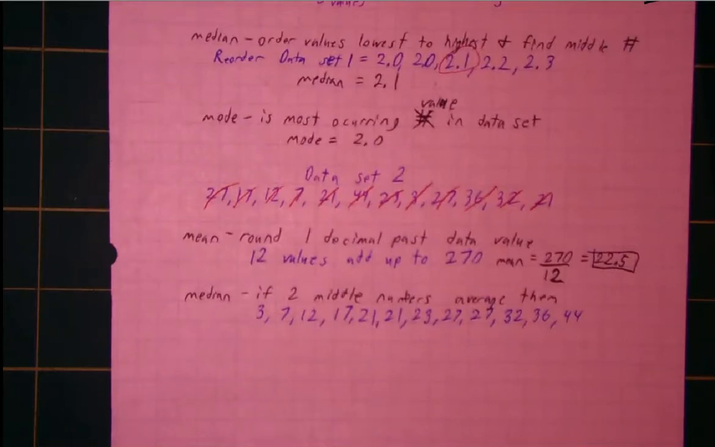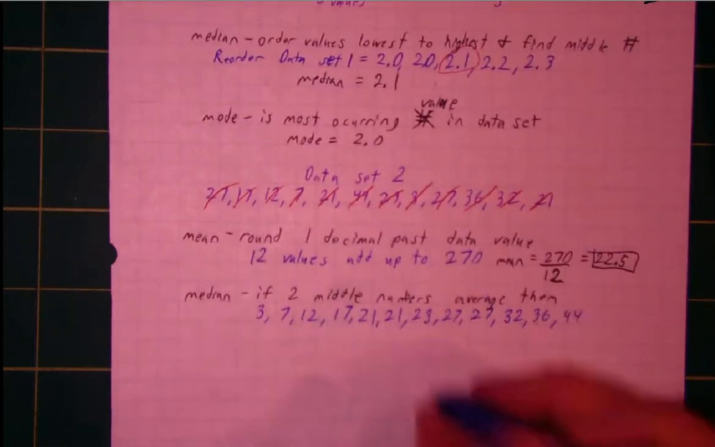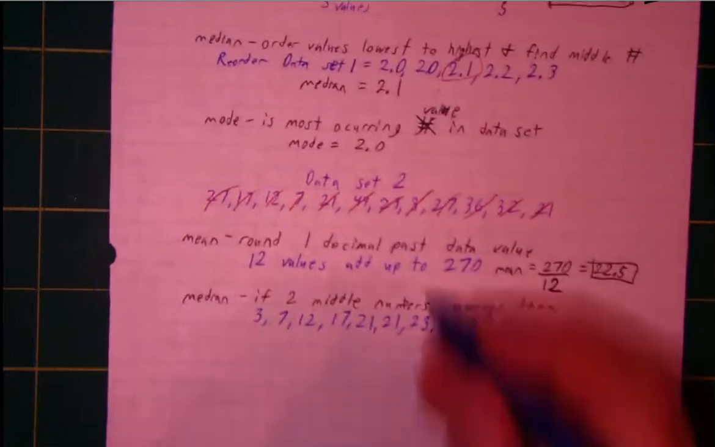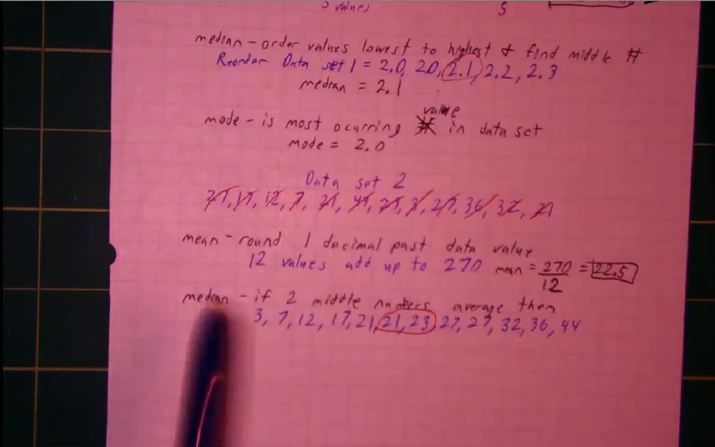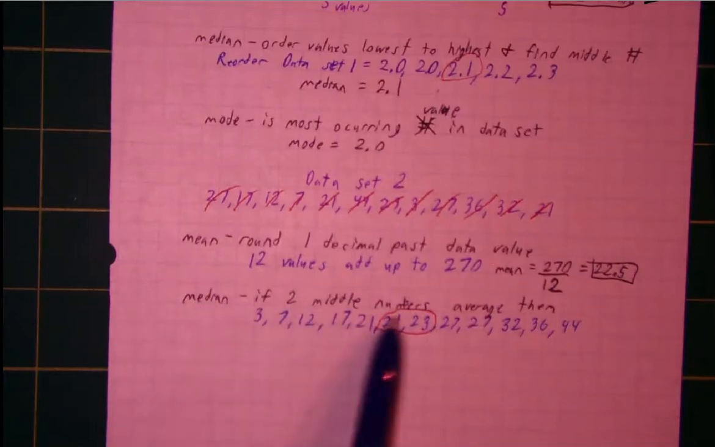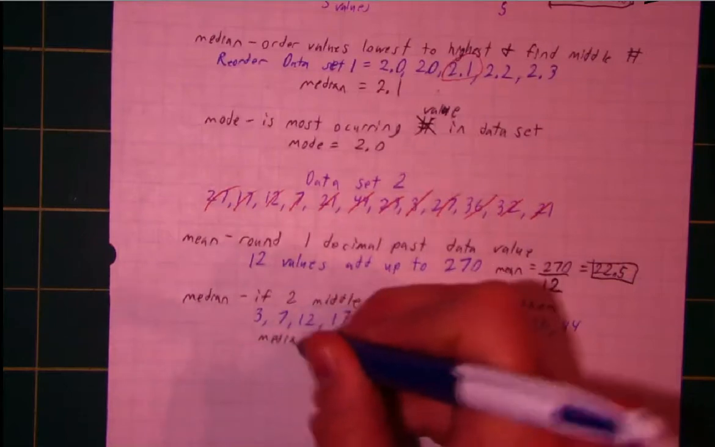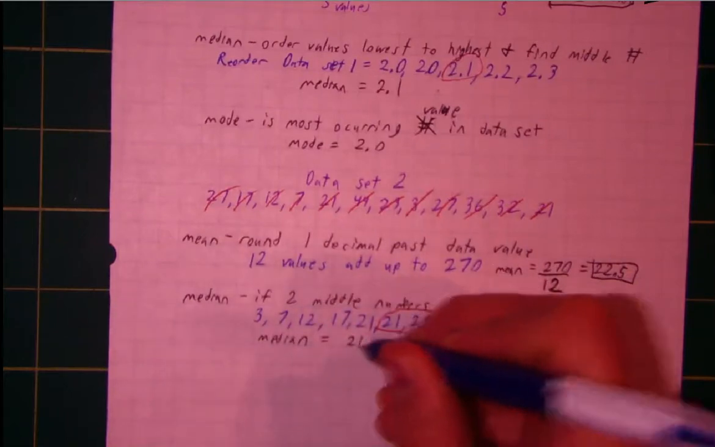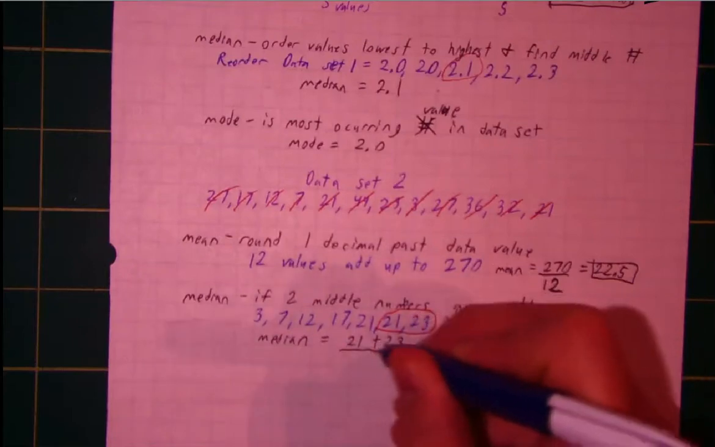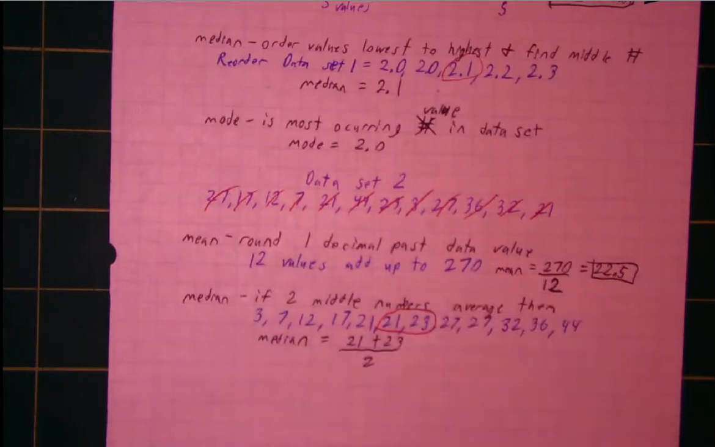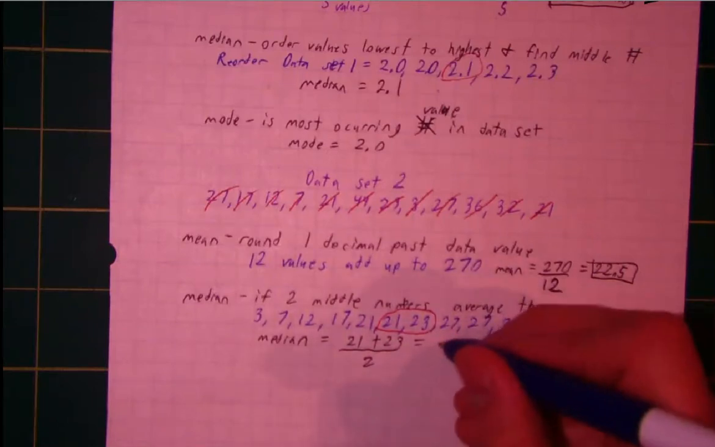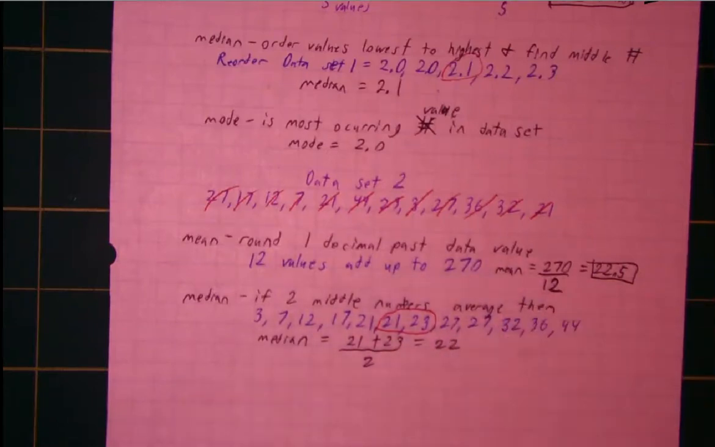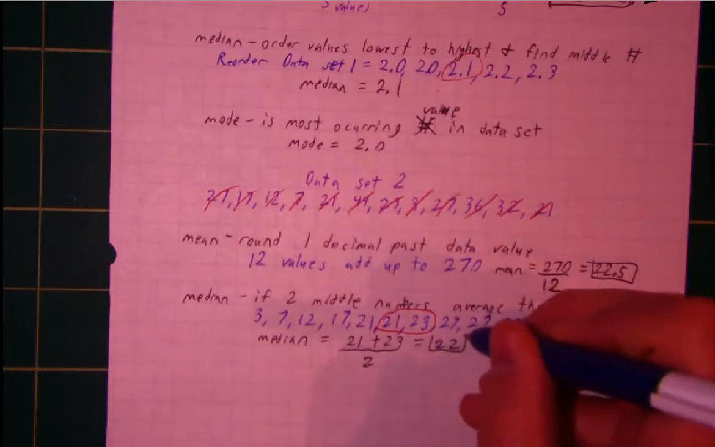So the 6th and 7th number would be our median. And they are not the same number, they are 21 and 23. And so this is what I mean. If you have two middle numbers, then you average them. And so therefore the median is equal to 21 plus 23 divided by, well, we have two data values, so 2. And if we take the time to do that, hopefully it's obvious to you. If not, grab a calculator and check my math. But it is 22 is our median here.